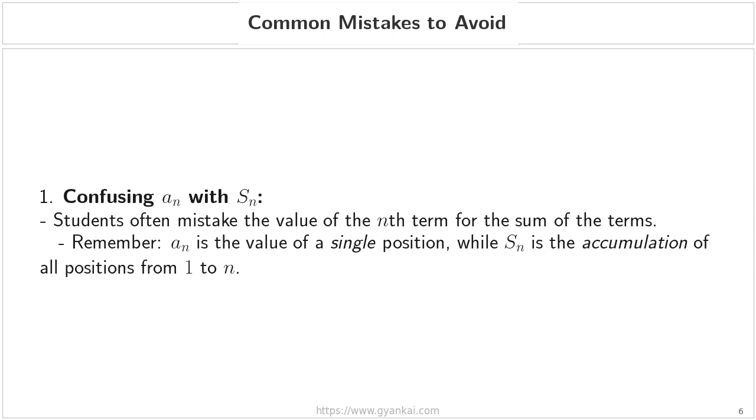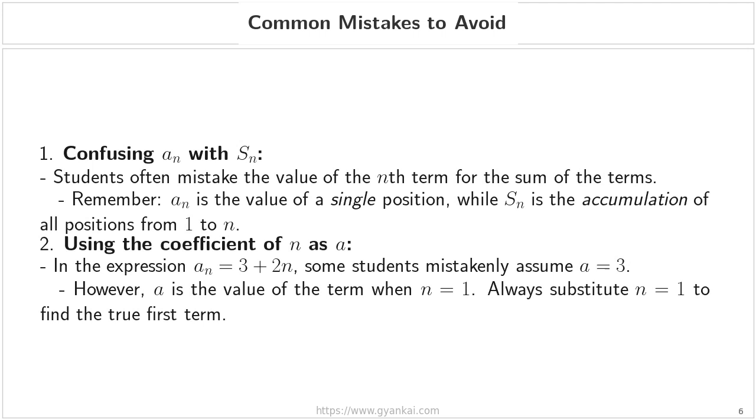A sub n represents the value of just one single position in the sequence, whereas s sub n represents the accumulation, or the running total, of all positions from the first term all the way up to the nth term. Don't mistake a single building block for the entire wall.